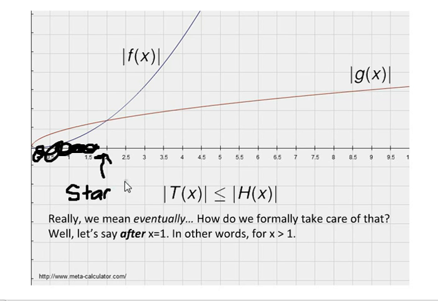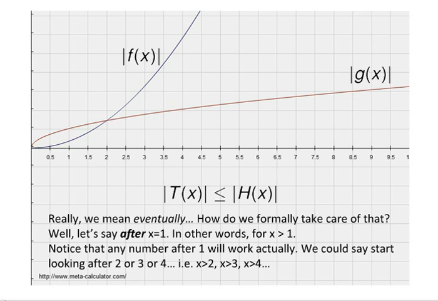So this might feel like cheating, but it's not, because remember, when we're interested in growth, we're just interested in down the road. We don't care what happens initially. So because of that, I say, okay, ignore everything up to 1, and only start looking after x equals 1. Okay? So that's where that comes into play.